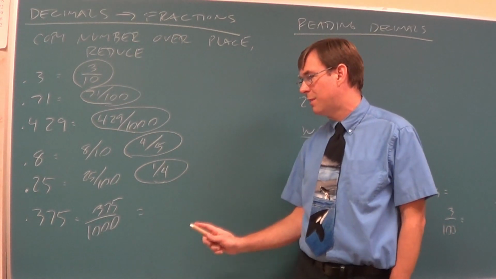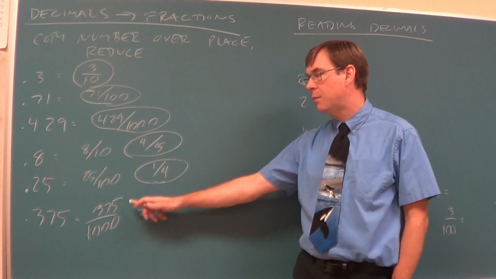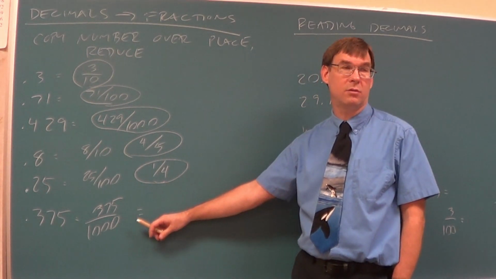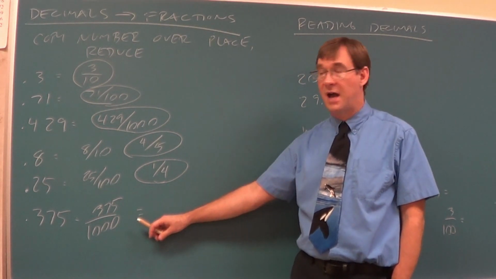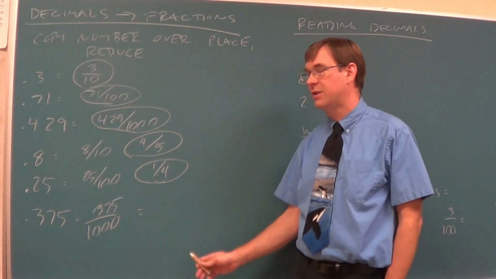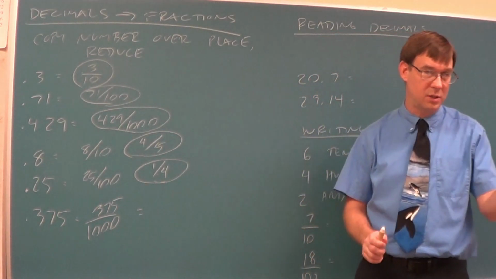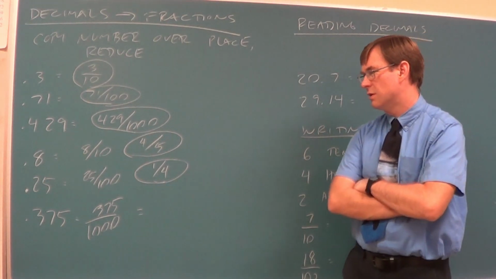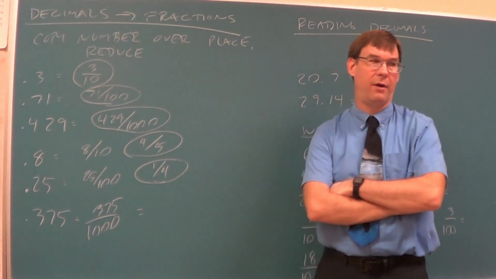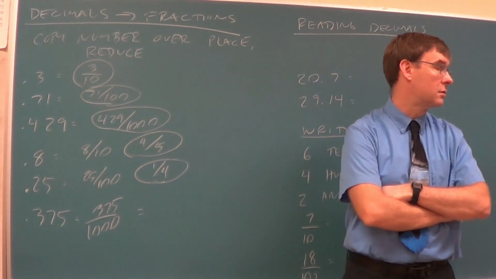375 over 1,000 might take you a little bit. So can anybody think of some number that goes into those? 5 does. If you take 5 in, you'll have to take 5 in again. But take a second, grab a piece of scratch paper. Somebody reduce 375 over 1,000 down for a minute and let me know how it goes.